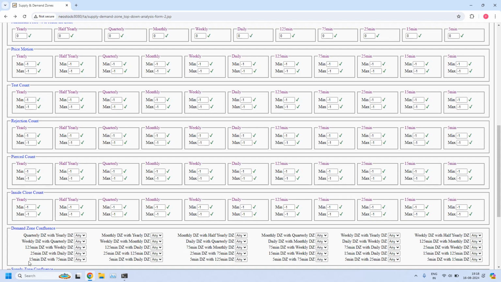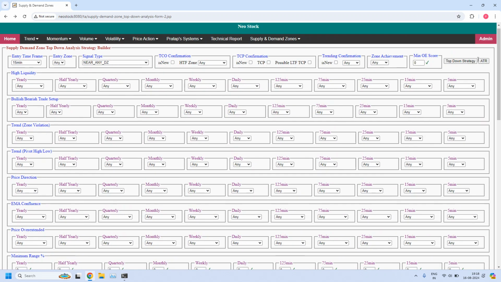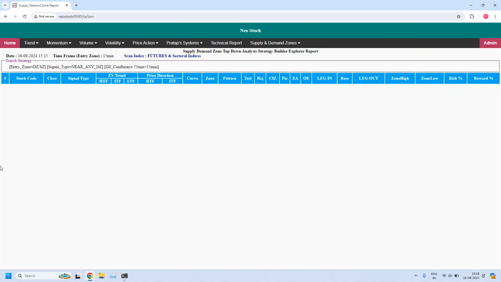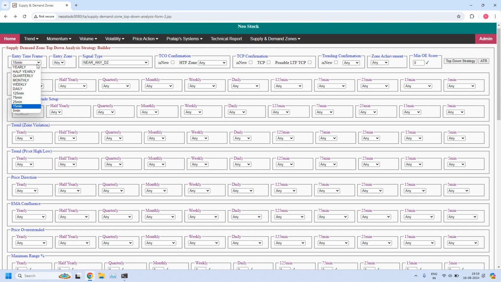So we have 15 minutes demand zone with 75 minutes demand zone confluence. Let's verify. This is ITF confluence enabled. So none of the stocks are having confluence. So that's it. We need not look for any further.